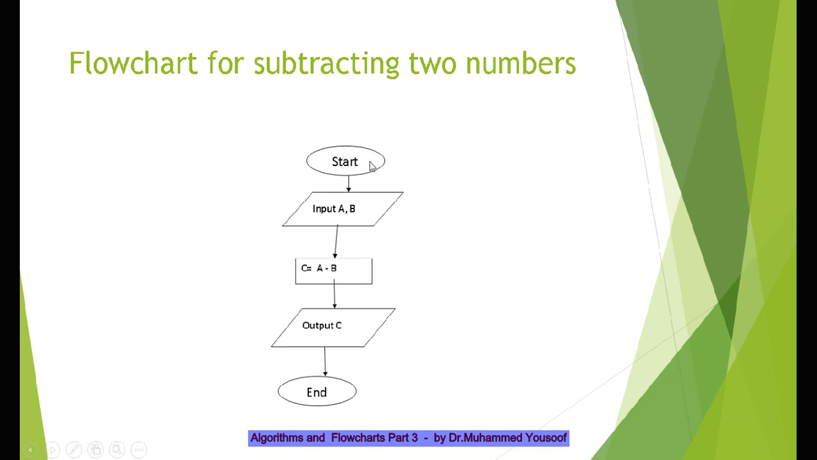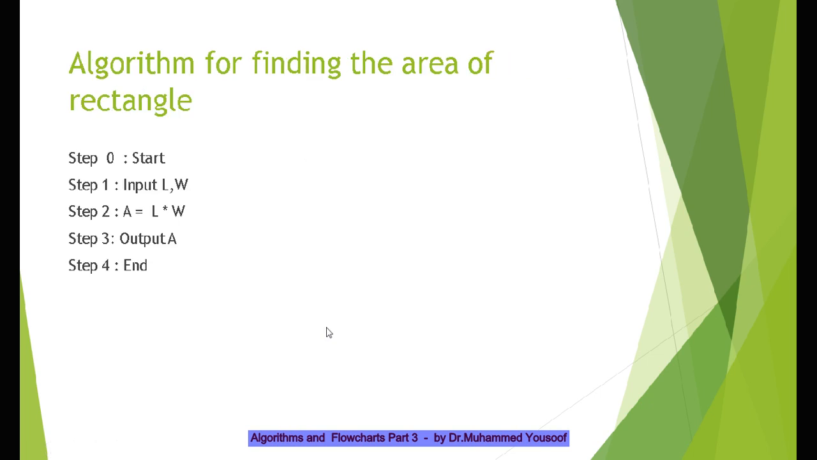I hope it's clear for every one of you. It is very simple. So the first thing is to identify the inputs, then the process, then the output. Okay. Now let me give you another example.